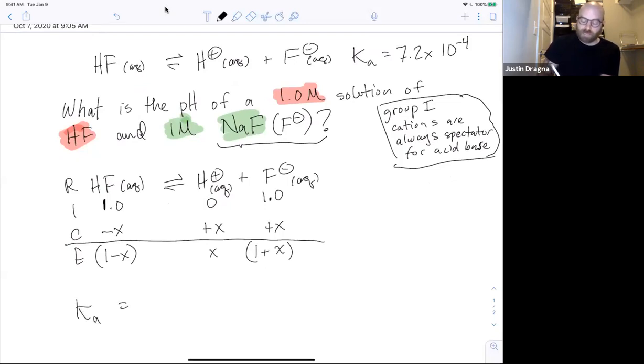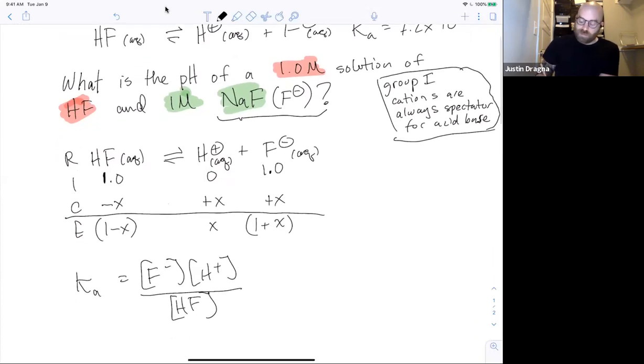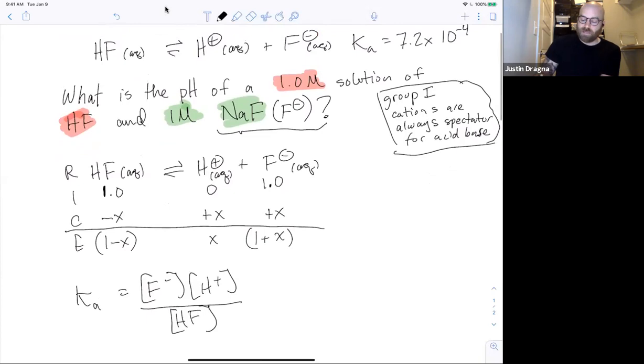I would write out my mass action expression for this, which is the Ka expression. Then I can plug in some values. I've given Ka up at the top here. 7.2 times 10 to the minus fourth is going to equal, and I start plugging in my values: HF is 1 minus x, H plus is x, F minus is 1 plus x.